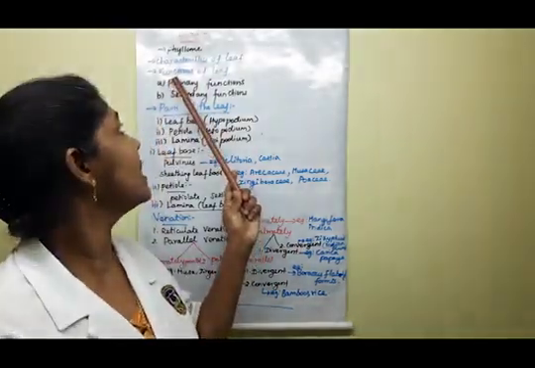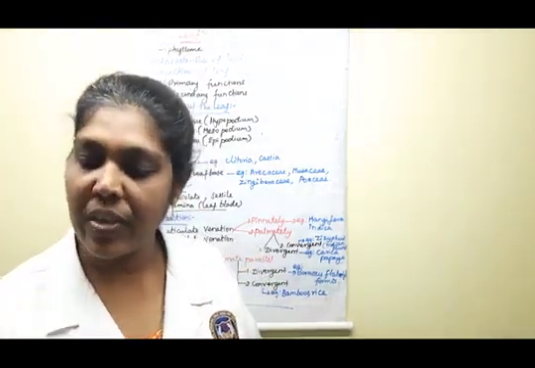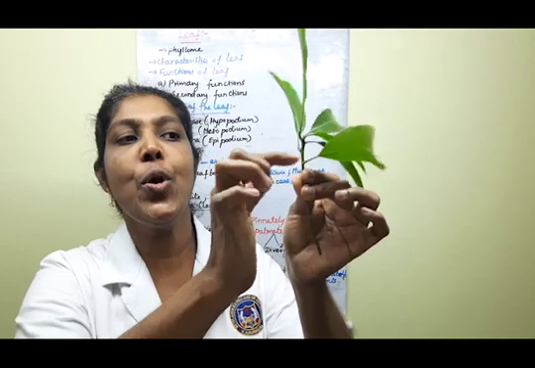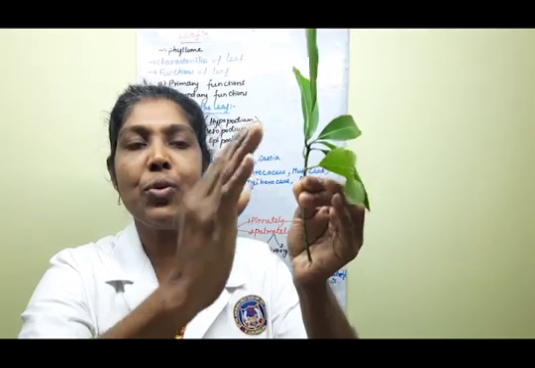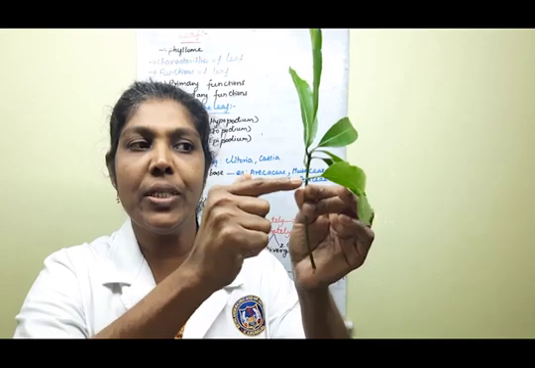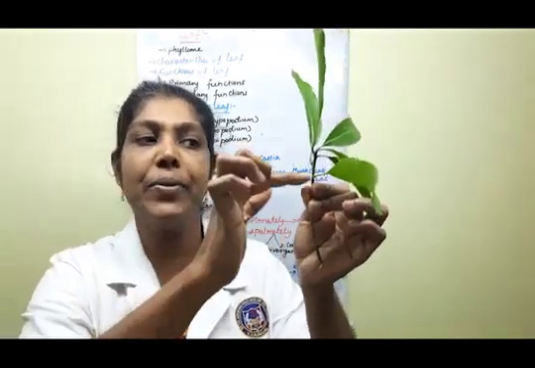The next one: what are the characteristic features of a leaf? First of all, the leaves arise from the nodal regions of the stem. Okay. Then, this is exogenous in origin. These are lateral outgrowth-like structures produced from the nodal part of the stem. Okay.